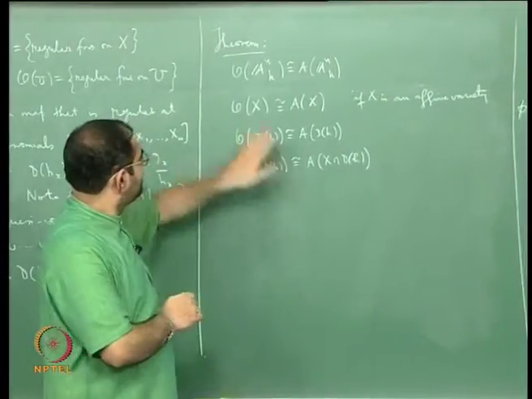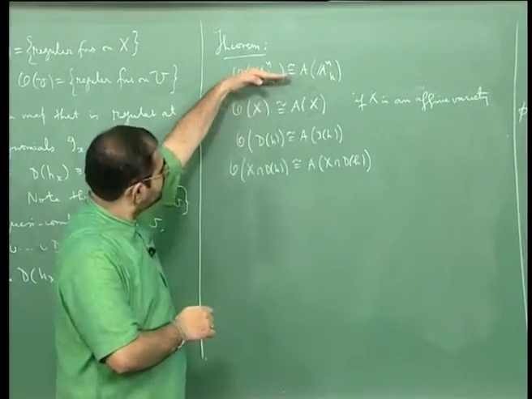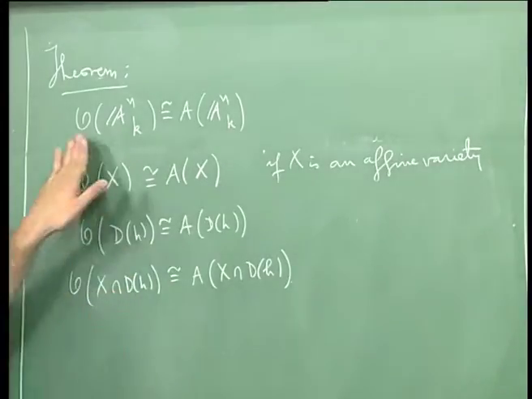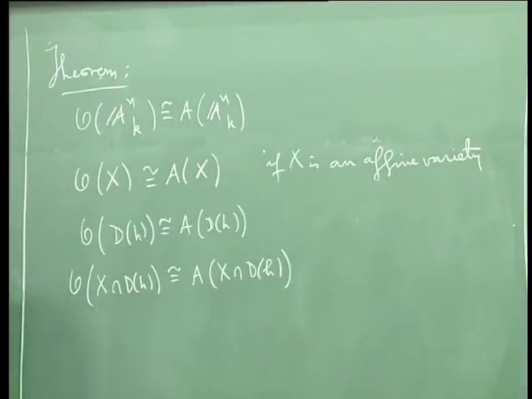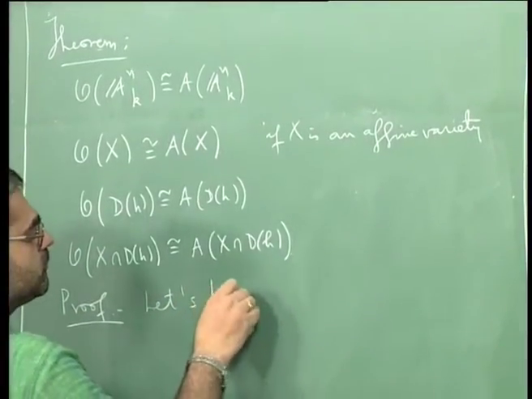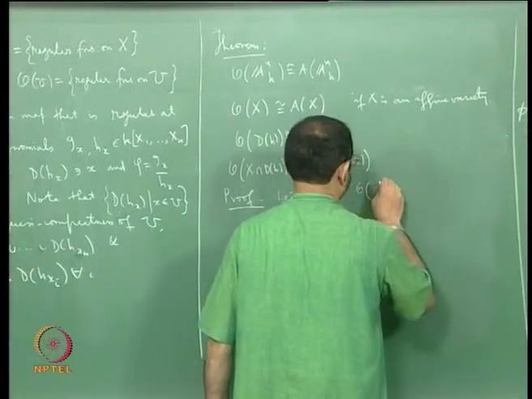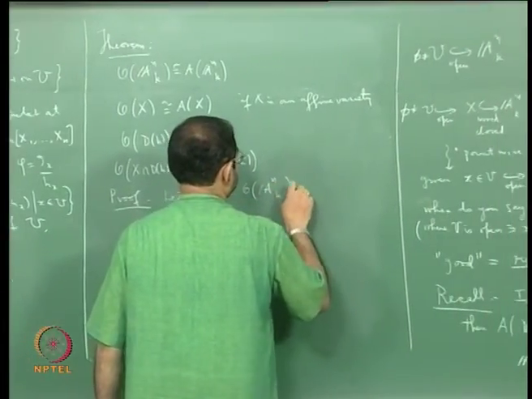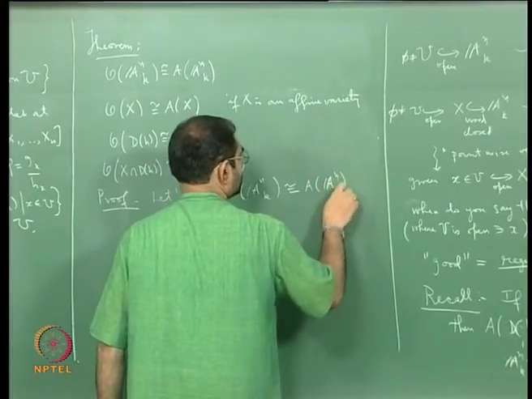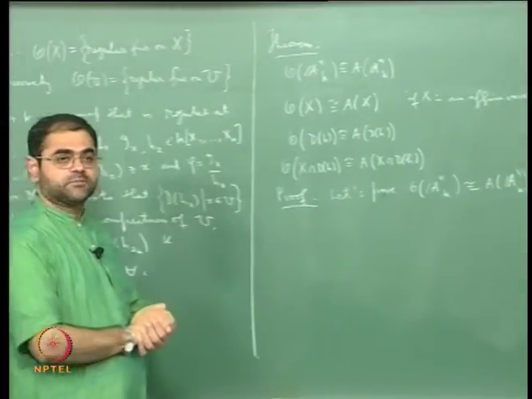So what I will do is first prove the first one, and in fact you can deduce the remaining if you are a little careful and apply the same philosophy as the proof of the first. So let's prove that O of A^n is isomorphic to A of A^n. Let's prove this.